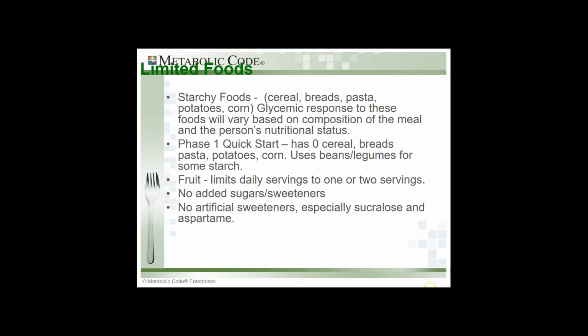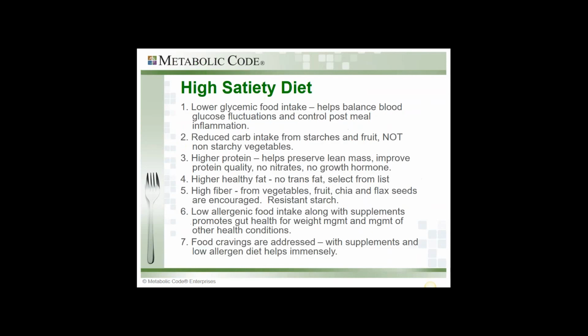Now, what is the reason? One of the other things that all of these factors do is they help improve satiety and control hunger. So that's a big benefit of eating this way. Over time, the hunger comes down, people can stick to it.